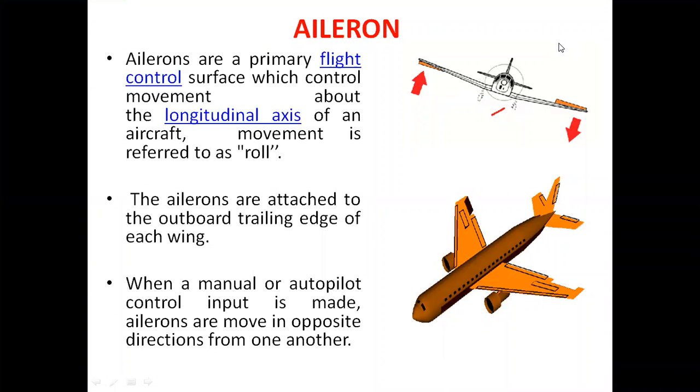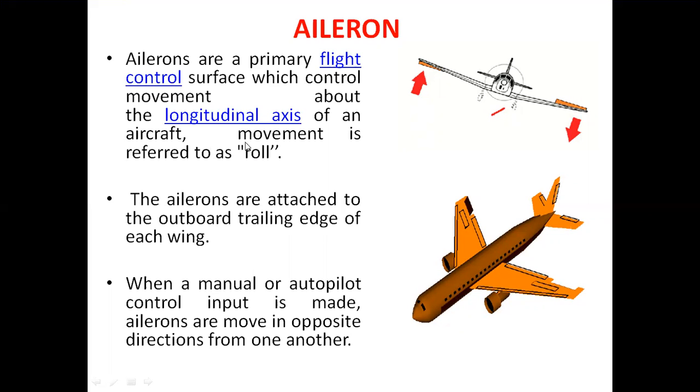Now we are coming to unit number 2. We are studying the primary flying control surface. The first surface is aileron. Ailerons are primary flight control surface which control movement about the longitudinal axis of an aircraft. This movement is also referred as roll.